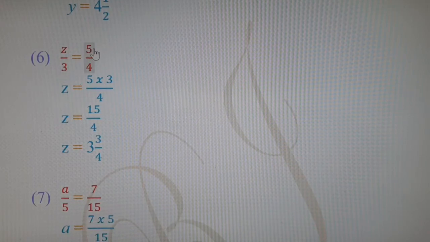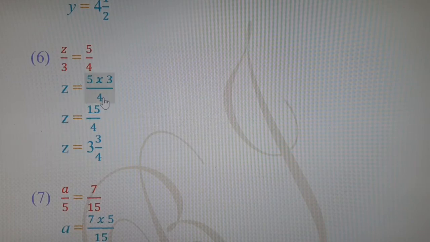So 3 will go next to 5 and we will write it as multiplication because here it is division. So division 3 will become multiplication 3 and from denominator it will go into the numerator. So 5 into 3 whole upon 4. 5 upon 4 will remain as it is. So in the next step we will get z alone, will write it on the left hand side, and 5 multiply by 3 whole upon 4 will solve it further. 5 3s are 15. 15 upon 4 will be our answer.